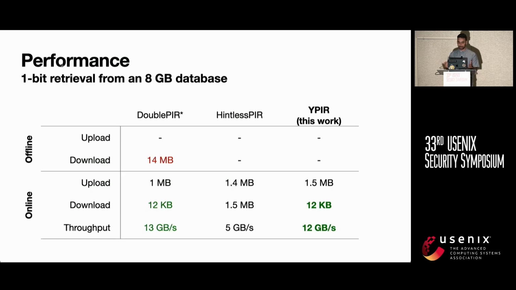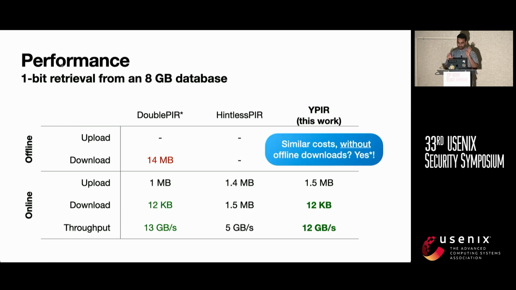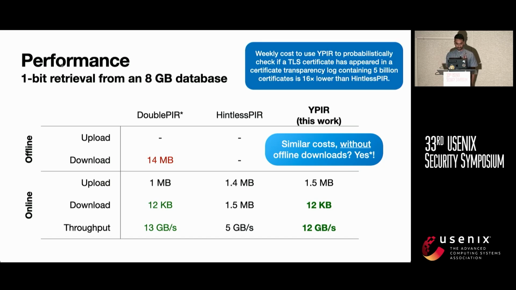So, just about our performance. Here you can see we are similar to DoublePIR on download and throughput for retrieving small items from an 8 gig database, and we just have no offline costs, which I think is exciting. So we can answer our research question in the affirmative. I would say the query size is a bit bigger. We are 1.5 megabytes, DoublePIR is 1 megabyte here. So it's not perfect, but I would say mostly yes, we're able to get rid of hints. And that's exciting. And comparing to HintlessPIR, the response size being smaller does yield real benefits here.